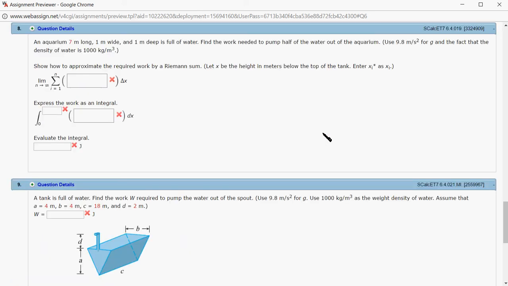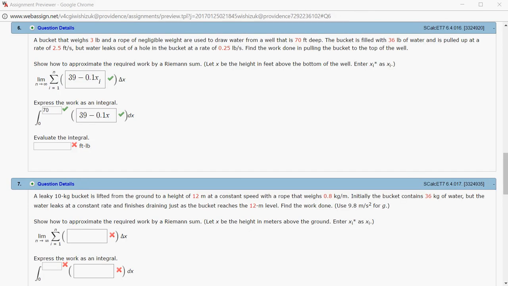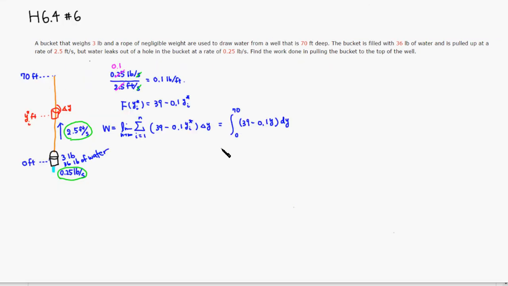Before evaluating the integral, let's double check that we're in the right direction. Submit for testing. It came back and looks like we got this far correct. So let's find the integral to find the work. The antiderivative, I'm still using y, so it should be fine, is 39y minus 0.1 times y squared over 2, and we're going from 0 to 70.